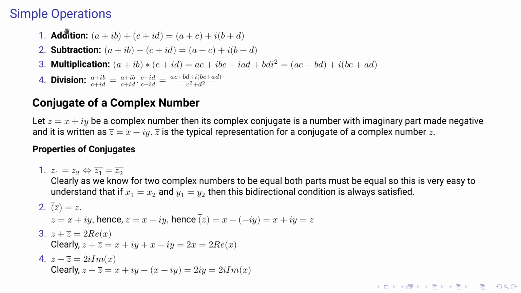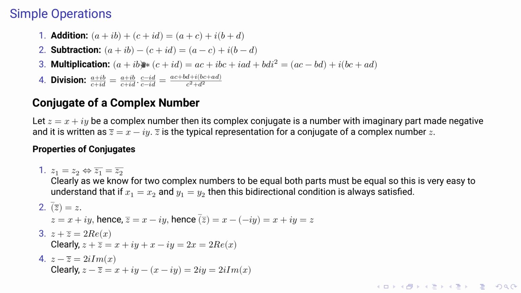Now we will perform simple operations. Addition is simple. You combine real part with real part and imaginary part with imaginary part. So (a + ib) + (c + id) becomes (a + c) + i(b + d). Subtraction is also simple. You subtract real part with real part and imaginary part with imaginary part. So (a + ib) - (c + id) becomes (a - c) + i(b - d).